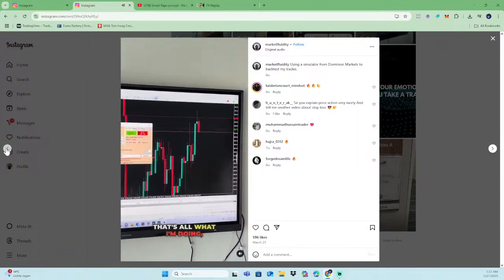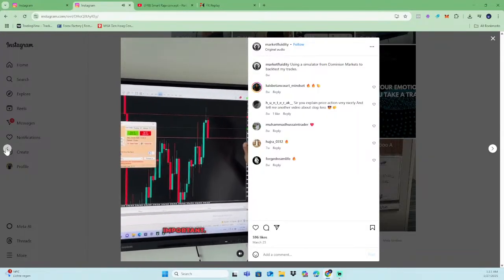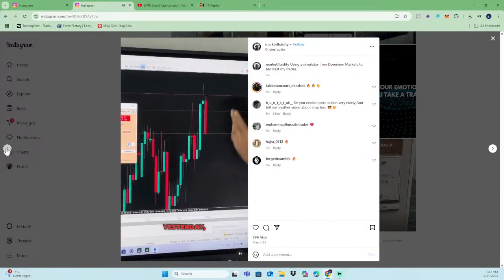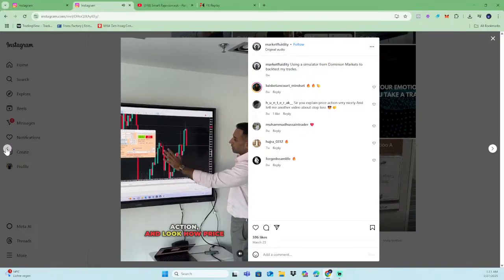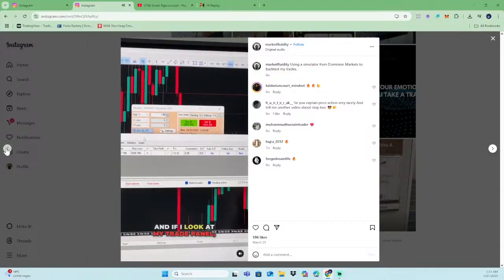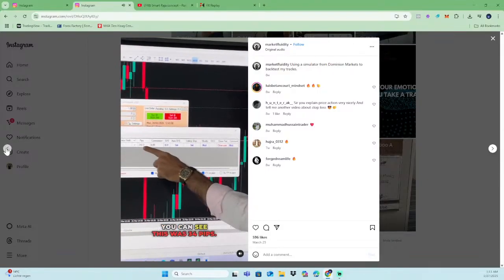That's all what I'm doing, because I have to test this. Testing is important. We have a clean range to the left-hand side. Price really moves, you can look at it. Yesterday, this was the price action, and look how price would have moved like this. And if I look at my trade panel, you can see this was 34 pips.